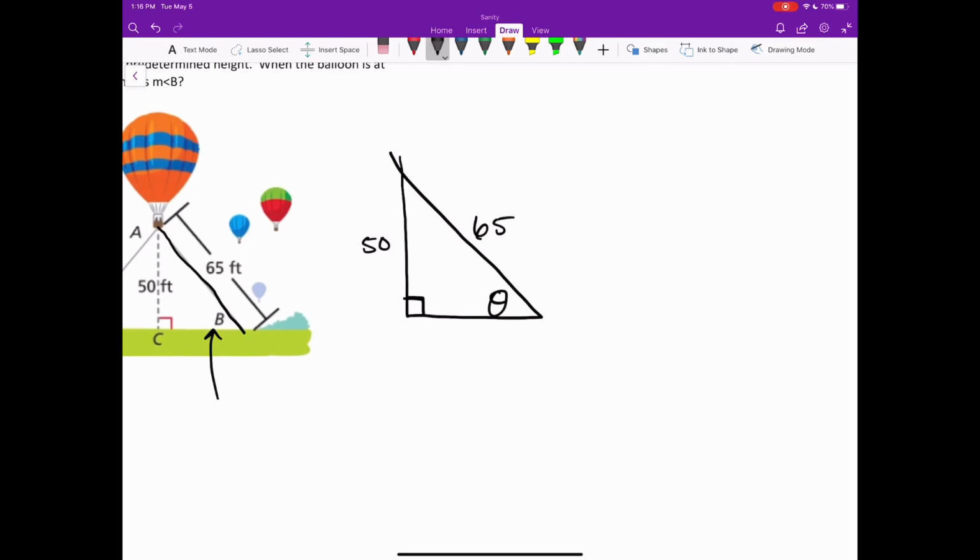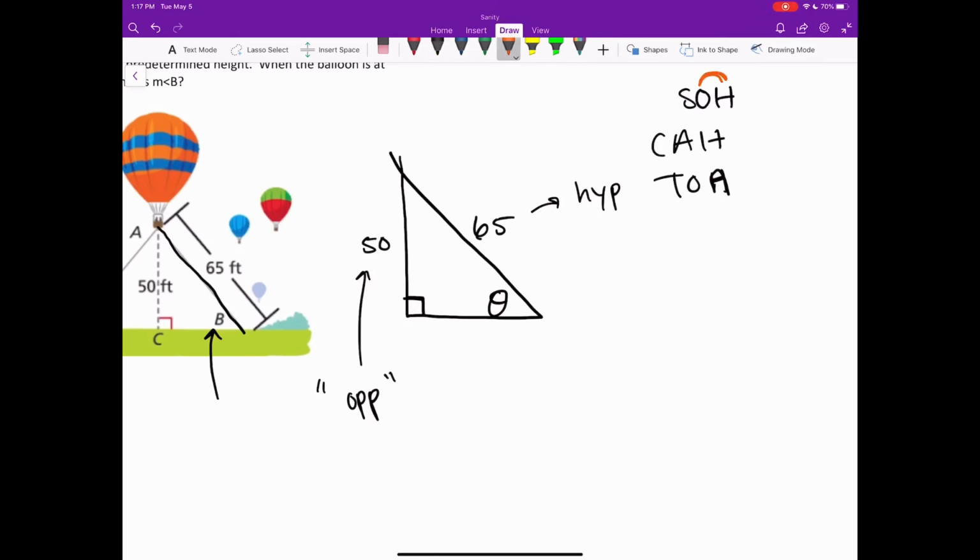Well, if you look, I'm involving two side lengths. This 50 is my opposite side, in context to my reference angle theta. And the 65 is opposite my right angle, so this one has to be my hypotenuse. In my SOHCAHTOA, which trigonometric ratio compares my opposite and my hypotenuse? Well, opposite and hypotenuse, I'm going to have to use sine, right?